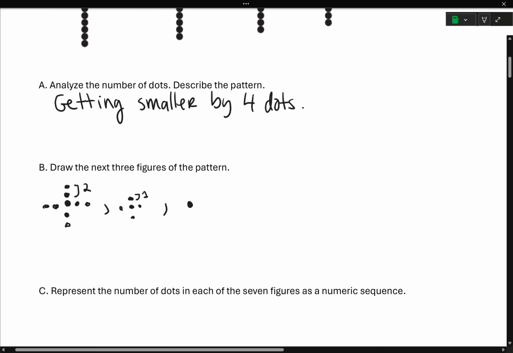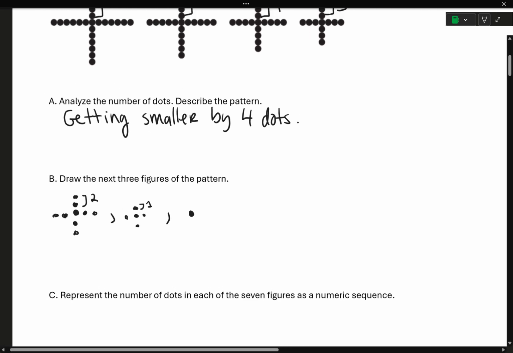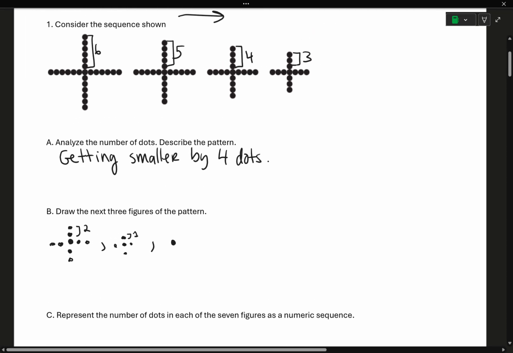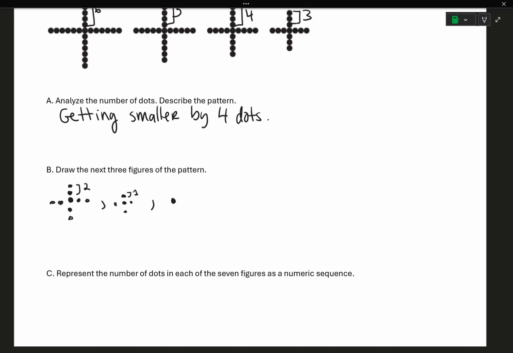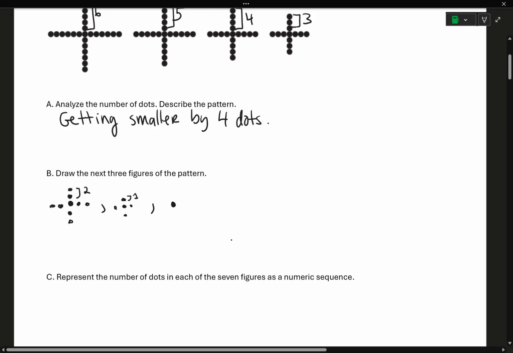For letter C, I'd like us to represent the number of dots in each of the 7 figures, right? The 4 originals and the 3 I drew, as a numerical sequence. All right, well, let's count the dots. Of course, we can count each individual dot, or we can do some multiplication. The first image has 6 dots on each side, which means that's 6 times 4, 24, plus 1 in the middle, that's 25. So we got 25 as the first image.